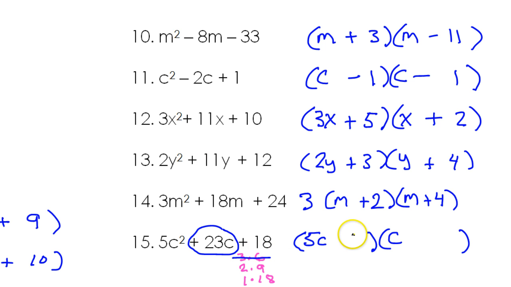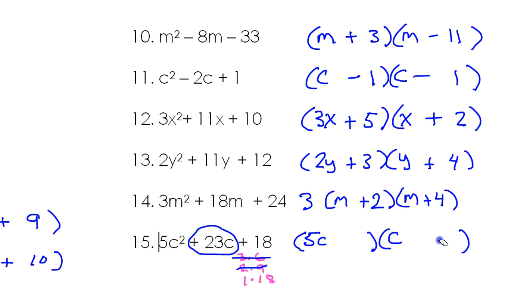So let's try 2 times 9. Inner, I have 2c. Outer, I have 45c. Now, that's not going to make 23 no matter what the signs are. Alright, but before I cross it out, let's try switching it around. The 9 and the 2. Inner, I have 9c. Outer, I have 10c. Okay, that's only going to make 19, so no good.